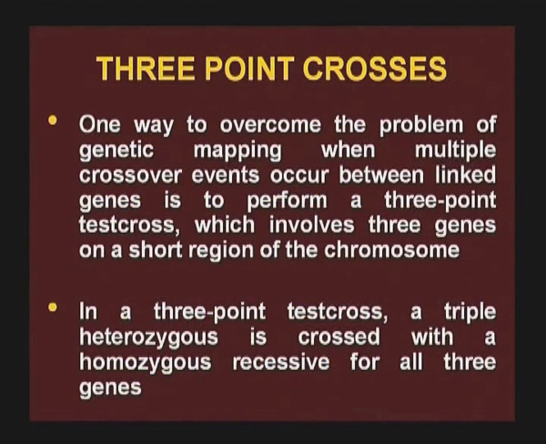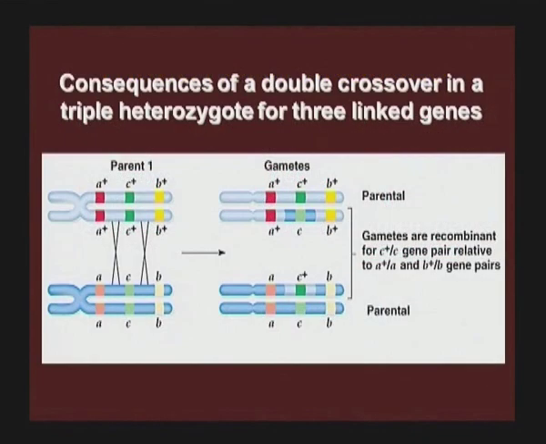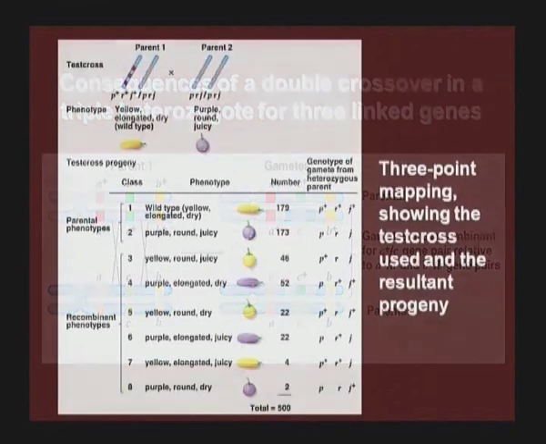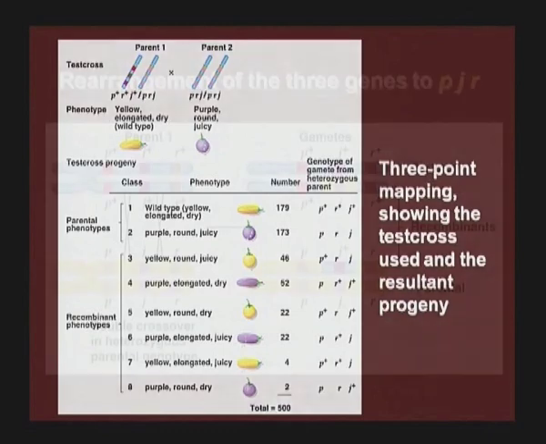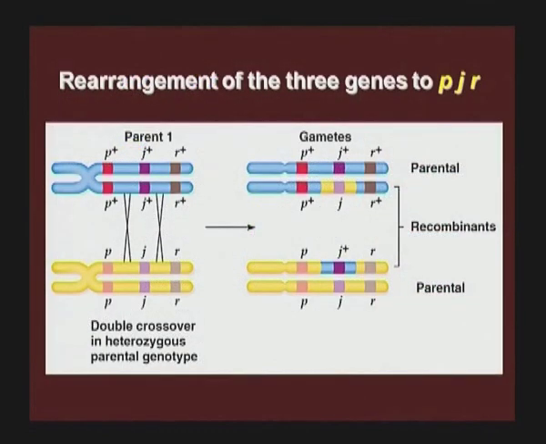The 3-point cross is the final and ultimate cross to form the genetic map, shown here with the parental types, the consequences of double crossover, and the 3-point mapping showing the test cross using a resultant progeny: P purple, round and juicy fruits having 3 traits, showing their recombination and crossing over frequency. As a result we see the genes responsible for P, J and R characteristics in parental types and the recombinant type, which is present on the lower side of the chromatid.